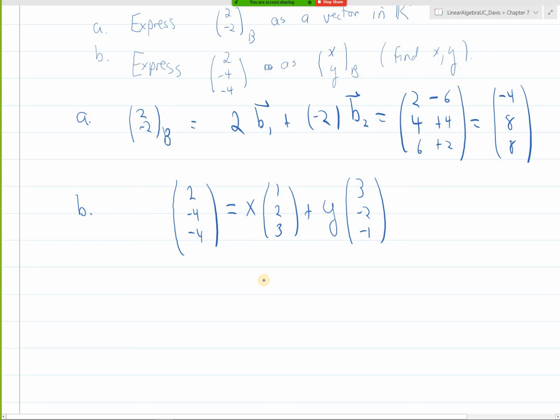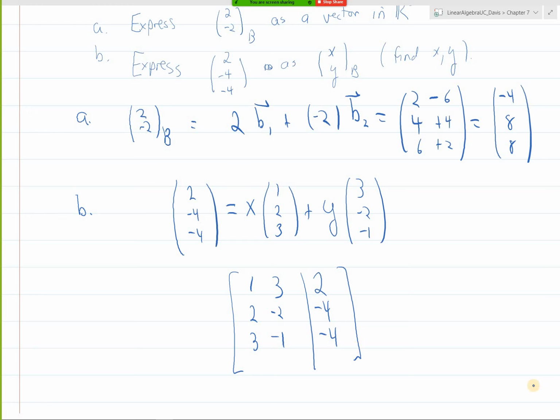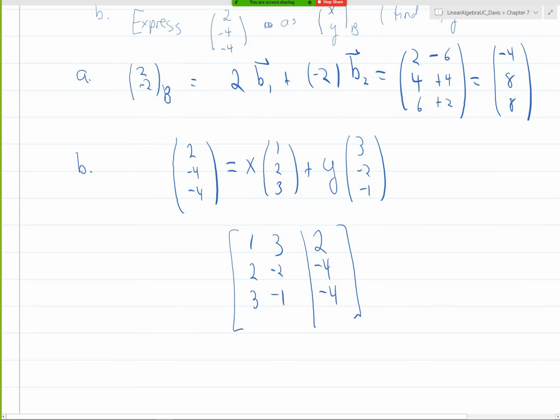So the first row would be 1, 3, bar 2. Next row would be 2, -2, bar -4, and 3, -1, bar -4. Okay. Now, in general, this may not have a solution. But I'm thinking they worked it so it does. Well, let's continue to work it through. What do we do now?